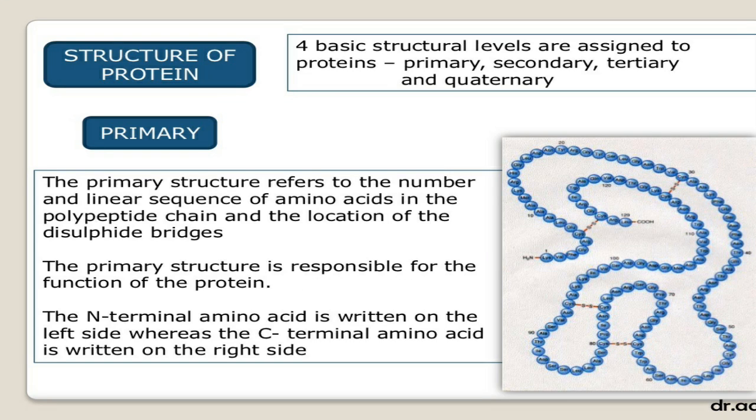Structure of protein. Four basic structure levels are assigned to protein: primary, secondary, tertiary and quaternary structure. The primary structure refers to the linear sequence of amino acids in the polypeptide chain and the location of the disulfide bridge. The primary structure is responsible for the function of the protein. The N-terminal amino acid is written on the left side, whereas the C-terminal amino acid is written on the right side.